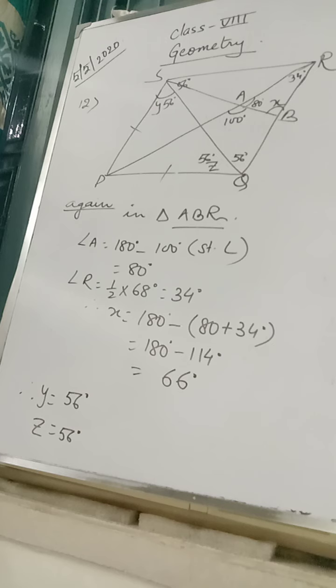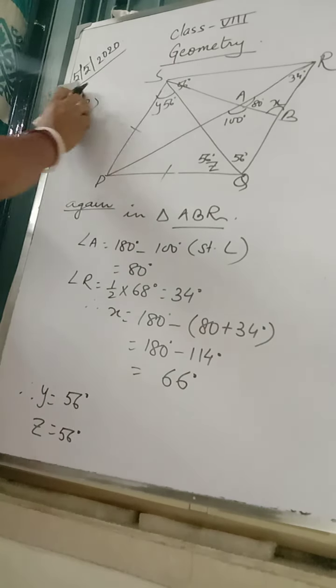Now come to question number 13. In the given figure, find all the angles of the kite BAD. Now, angle BAD, angle ADC, angle BCD and angle ABC you have to find. You can see in triangle BAD, angle D is 50 degrees. So angle B would also be 50 degrees.